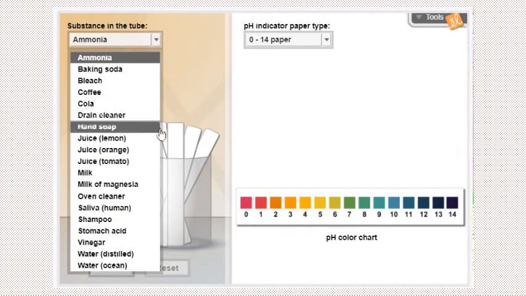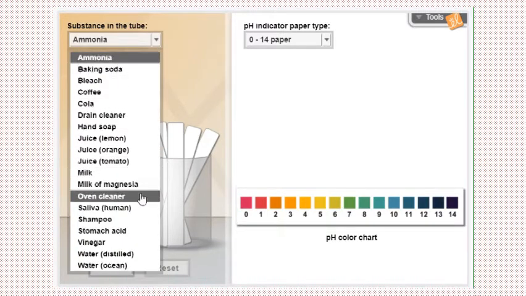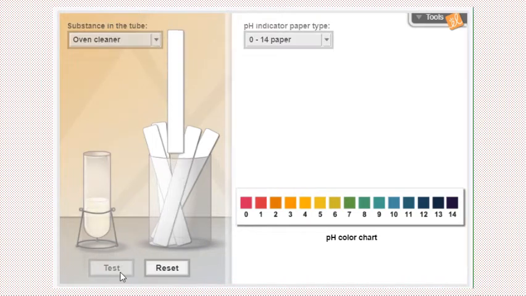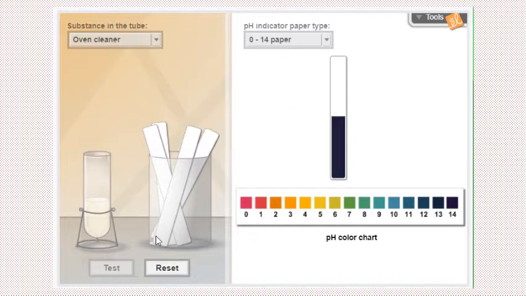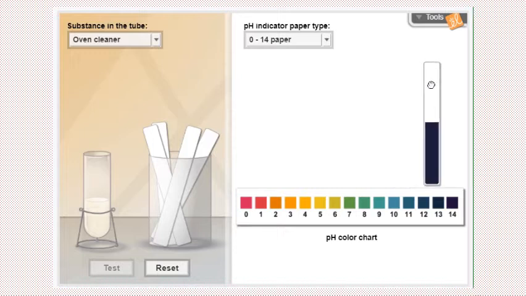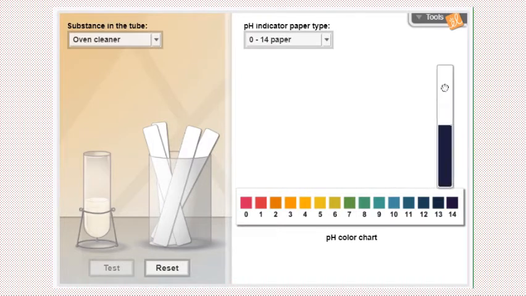Another example: oven cleaner. Let's test it. Let's compare the color obtained to the chart. This is a strong base since it has a pH almost equal to 14, a pH greater than 7, so this is a base also.